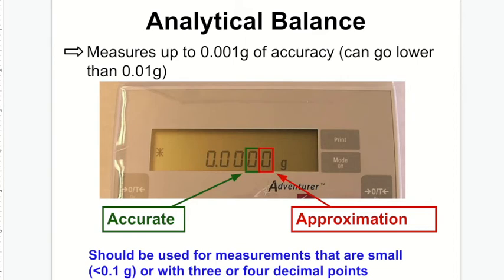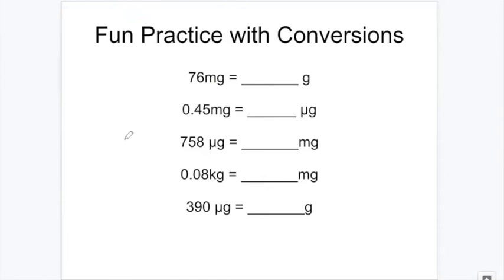approximation. Analytical balances should only be used when you are making measurements that are small, so less than 0.1 grams, or if there are many decimal places that you need to measure accurately. We will only use these once we're back in lab, so you don't need to worry about this for now, but analytical balances are for smaller masses or ones that you want to be especially accurate. So now let's practice some mass conversions.